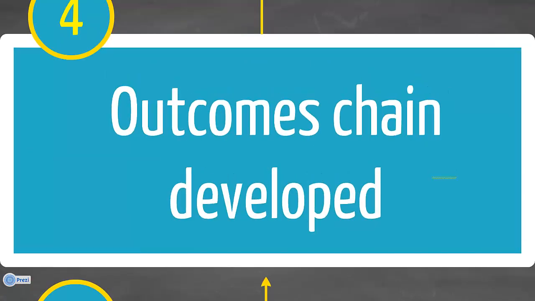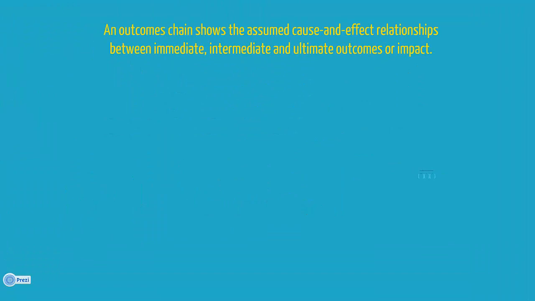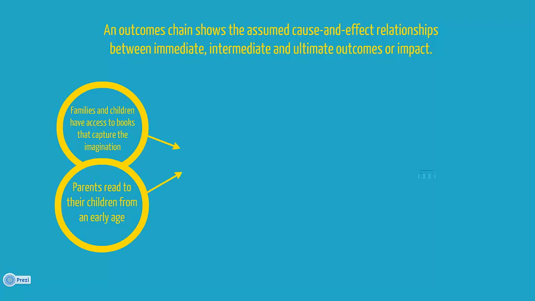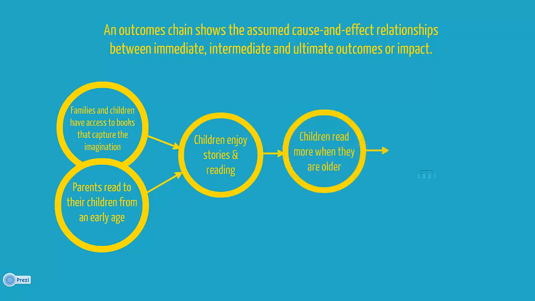The most important aspect of developing a theory of change is the development of an outcomes chain. An outcomes chain shows the assumed cause and effect relationships between immediate, intermediate, and ultimate outcomes or impact. For example, in order to achieve an improvement in literacy levels, families need to have access to books, and parents need to introduce children to the love of reading, which should lead to children enjoying stories and reading, which in turn should lead to children reading more on their own when they are older, and which should ultimately lead to improved literacy.